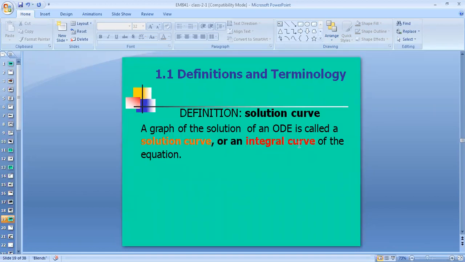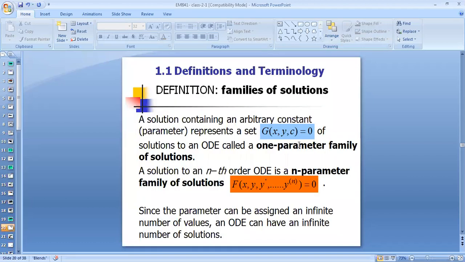All right, this is the main words. Actually, families of solutions. What are the families of solutions? A solution containing an arbitrary constant represents a set z(x, y, c). c is the constant and x, y are the involved variables, y the dependent variable and x the independent variable, and this whole function represents the solution of an ordinary differential equation, called a one parameter family of solutions.